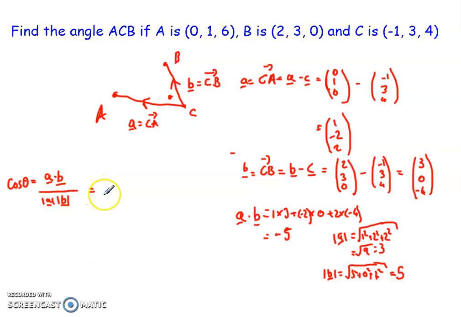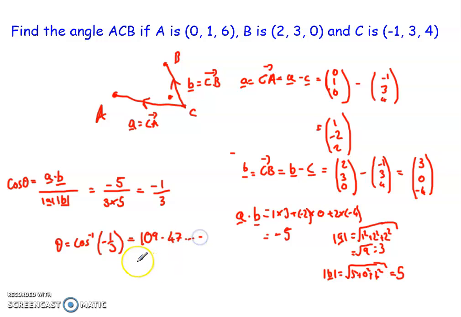Plug it all together now back into this. I've got A dot B, so I've got -5 over 3 times 5. Simplify it by cancelling the 5s and I get -1 over 3. So cos θ is -1/3, which means that θ is equal to cos⁻¹ of -1/3, which in this case gives me 109.47 and so on. So round it to one decimal place: 109.5 degrees. That's the angle between the two vectors.